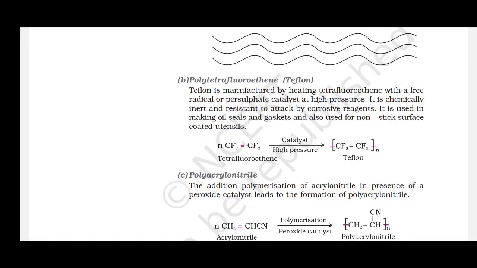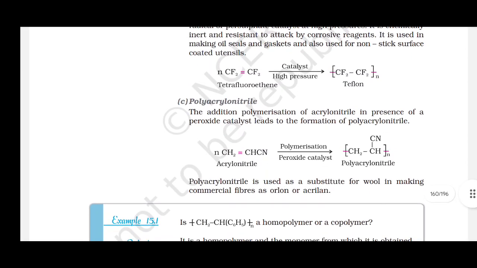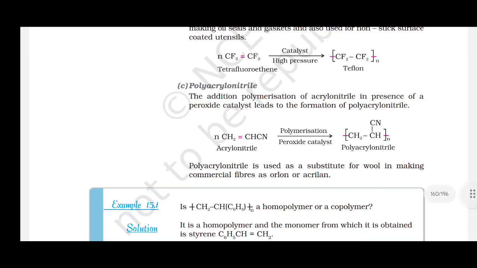Polyacrylonitrile. The addition polymerization of acrylonitrile in presence of a peroxide catalyst leads to the formation of polyacrylonitrile. Polyacrylonitrile is used as a substitute for wool in making commercial fibers as Orlon and acrylic. So look, polyacrylonitrile can replace wool. Okay.